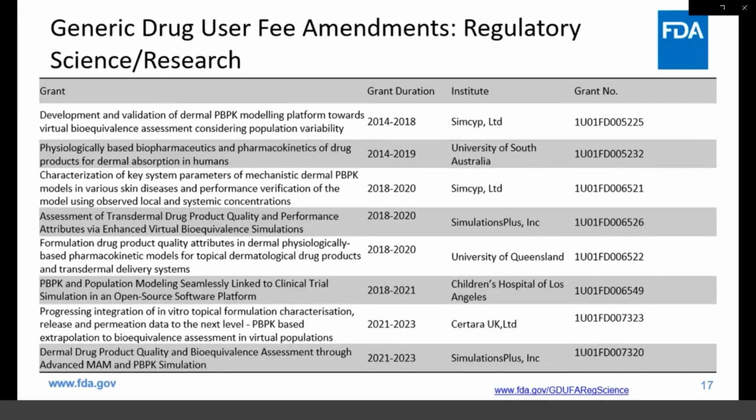All the research grants on dermal PBPK modeling that have been funded under the Generic Drug User Fee Amendments 1 and 2 are listed on this slide. If you're interested to learn more about our regulatory science program, please follow the link at the bottom of the slide.